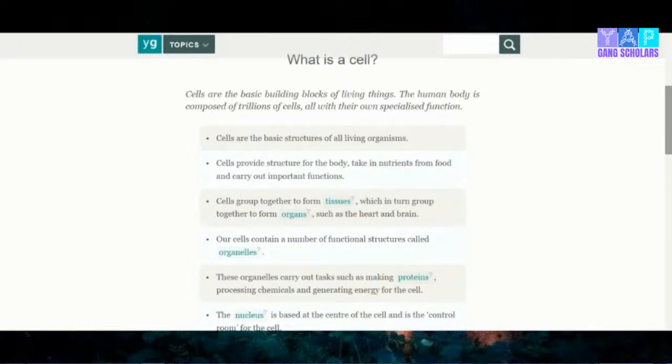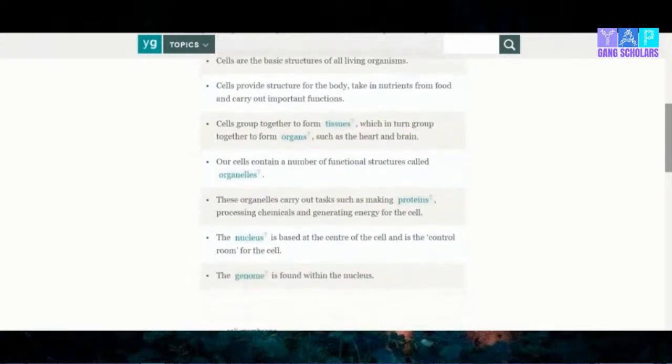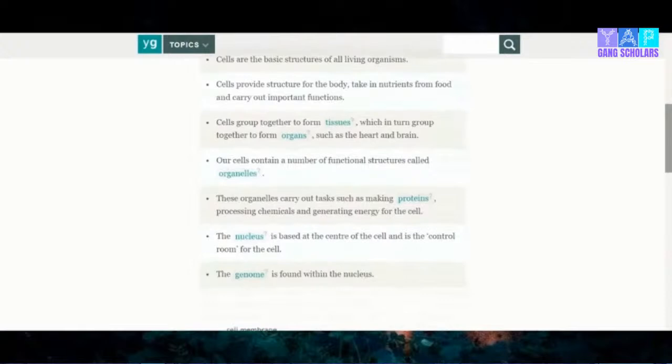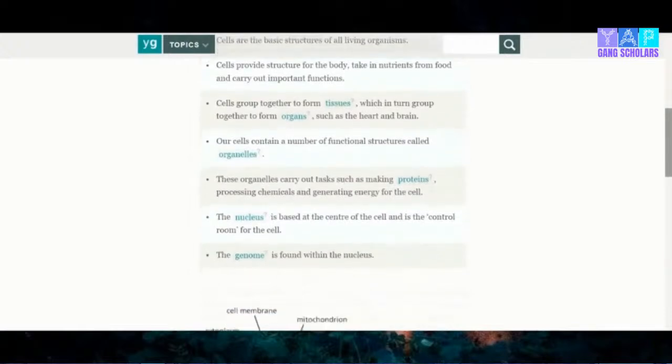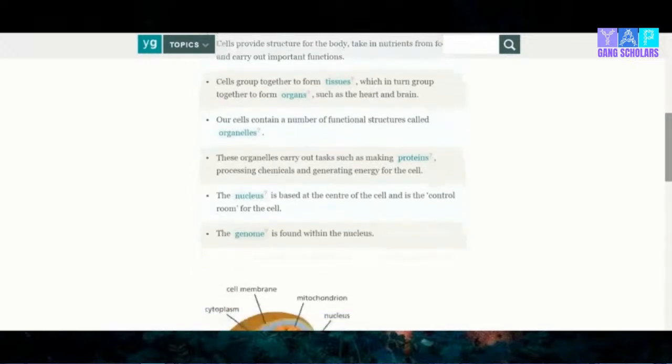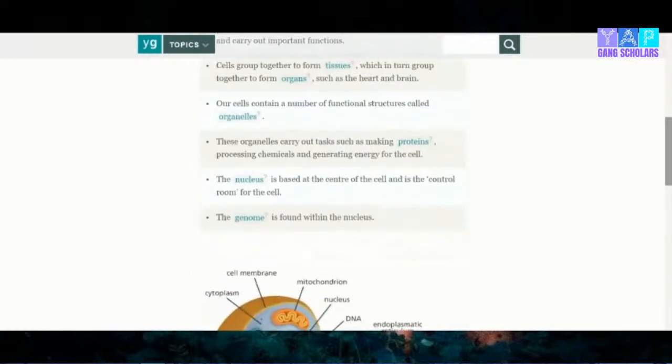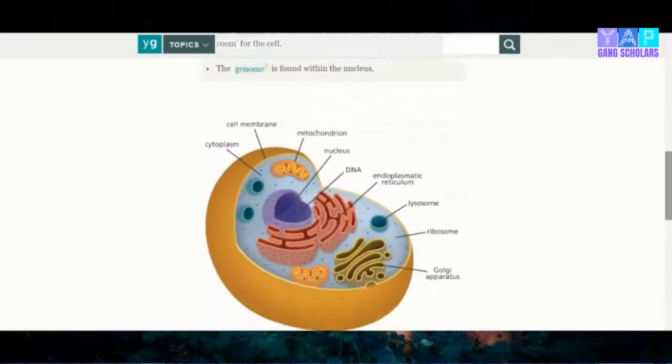Cells group together to form tissues, which in turn group together to form organs, such as the heart and brain. Our cells contain a number of functional structures called organelles. These organelles carry out tasks such as making proteins, processing chemicals, and generating energy for the cell. The nucleus is based at the center of the cell and is the control room for the cell. The genome is found within the nucleus, right?